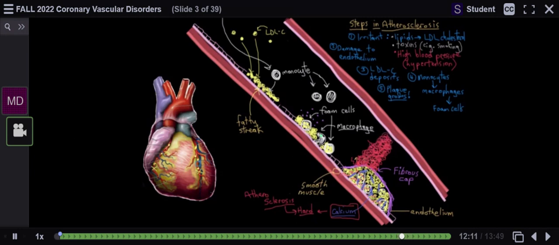So this big clot could form, and it could totally block off the blood vessel. And when that happens, no blood can get through, right?